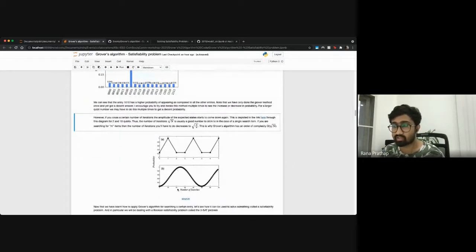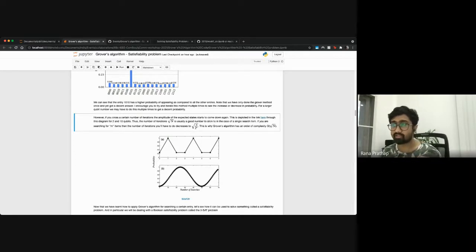So if the number of searches keep increasing, your probability will increase, and then it'll go down and then increase, and it'll be a periodic function that way. So you have to know at which point you have to stop so that you get the highest probability of your specific state showing up. And this changes based on the number of answers that you have.